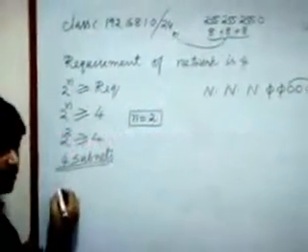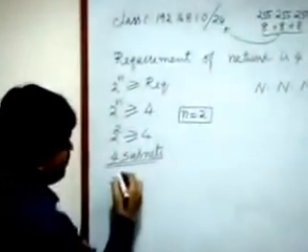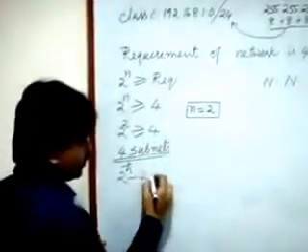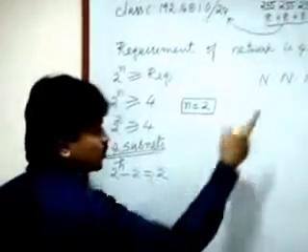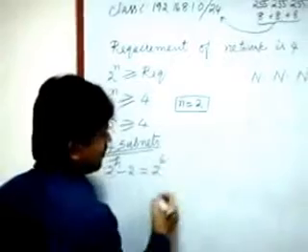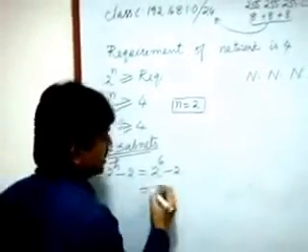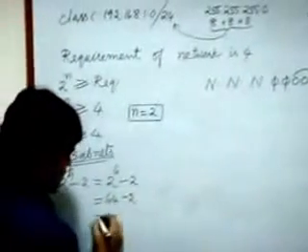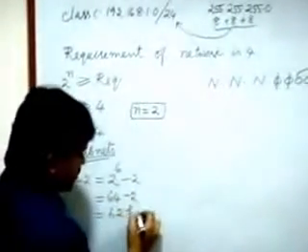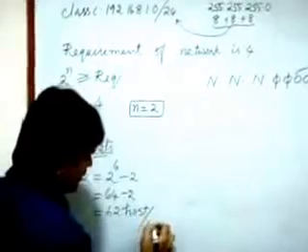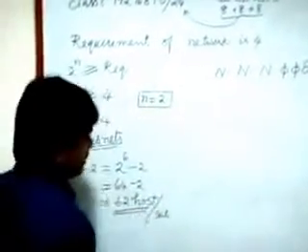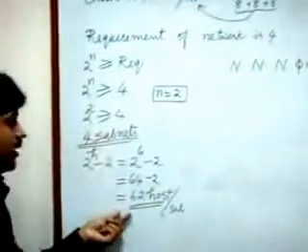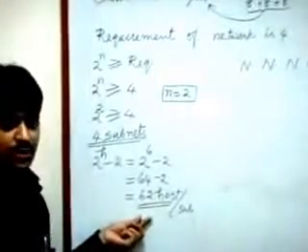Now I have to calculate the number of hosts on each subnet. The formula is 2 power h minus 2. How many host bits? 6 host bits. 2 power 6 is 64, minus 2, that is 62 hosts per subnet. Now we have 4 subnets and on each subnet we have 62 hosts.